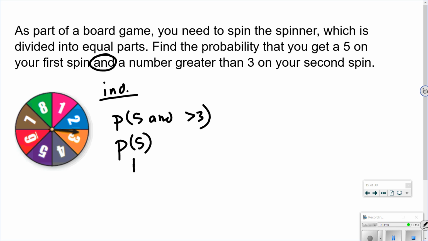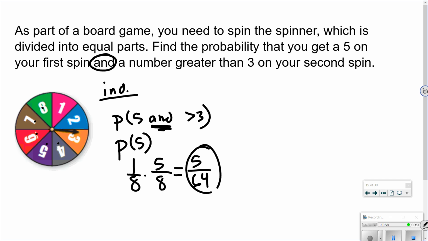So it's 1 in 8, times, because of the "and," the probability of getting a number greater than 3. A number greater than 3 would be a 4, 5, 6, 7, or an 8. So there's 5 of them, so it'd be 5 over 8. Okay, if we multiply those together, we end up with 5 out of 64. Again, you could change that to a decimal if you wanted. What's 5 out of 64? It's going to be 0.08 if I round it off, approximately, or an 8% chance.